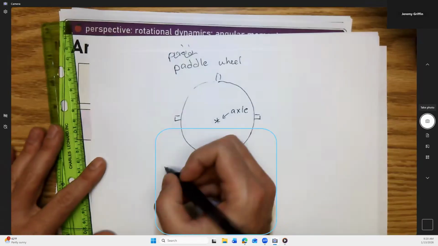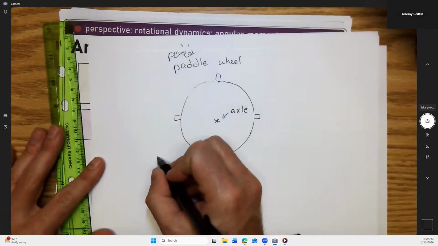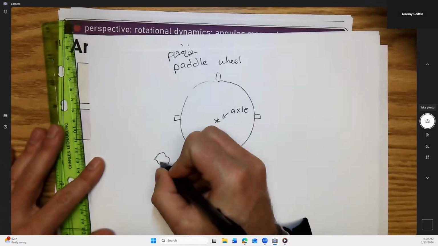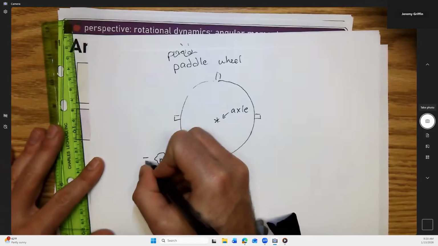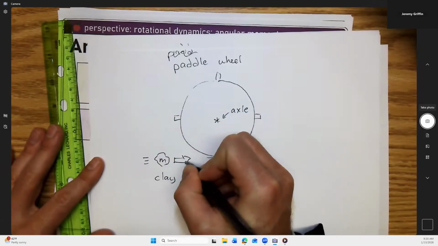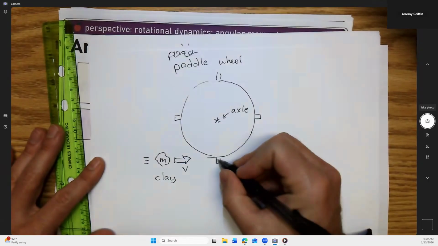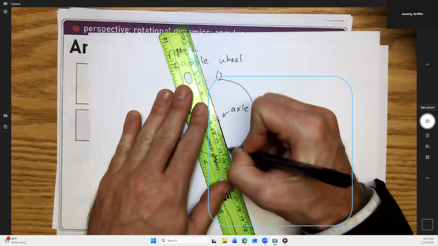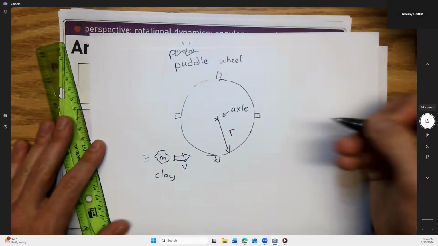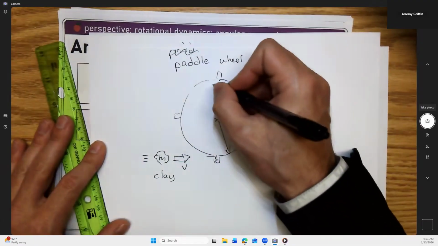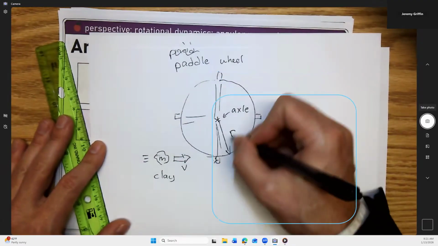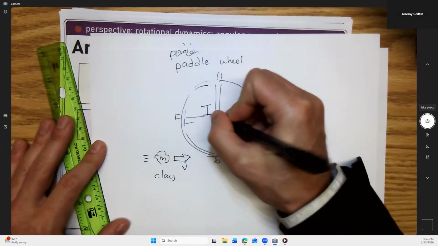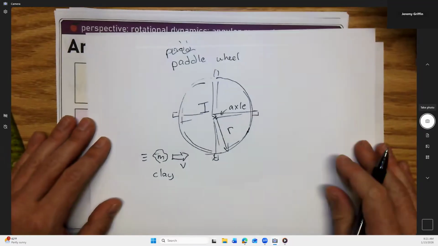And let's say I take a blob of clay. It's got some mass, and it's coming in at some velocity V. It's going to stick right here. This has some radius, call that R. And this whole paddle wheel has some rotational inertia, I'll call I. That's all in terms of variables.